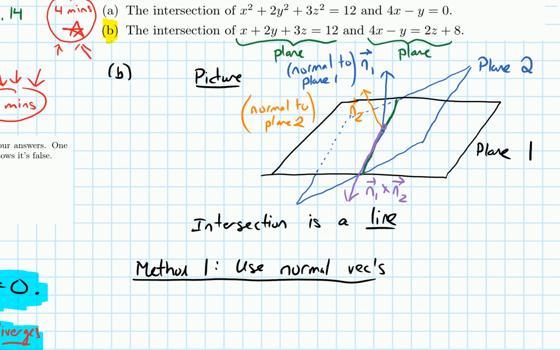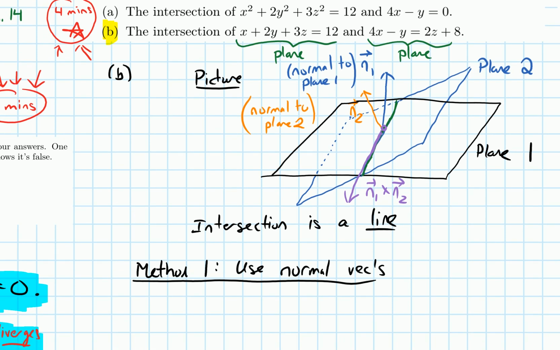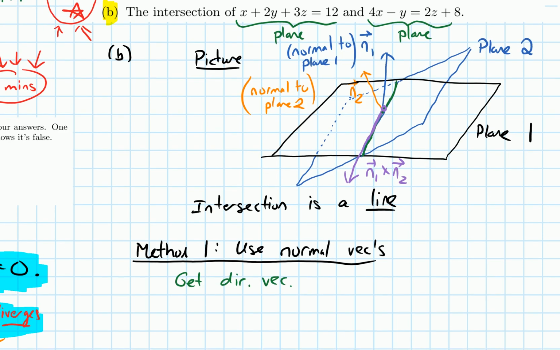Okay. So the first thing that I need to do if I'm trying to parameterize a line is I need to get a direction vector in the direction of that line. The direction vector, at least we know how to find it. We need to take the cross product of n1 with n2, where n1 and n2 are the normal vectors.